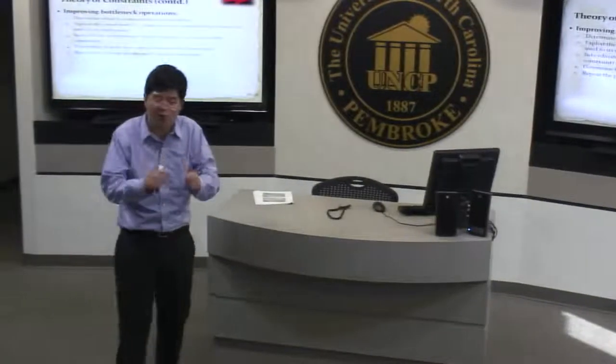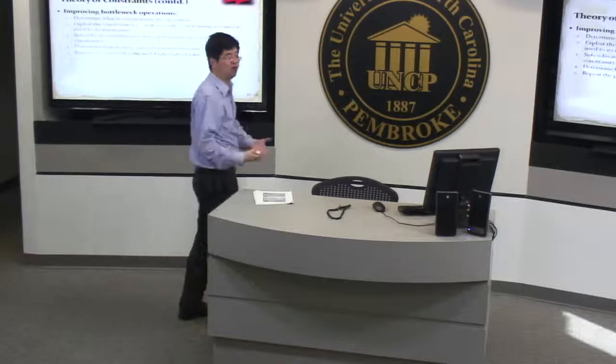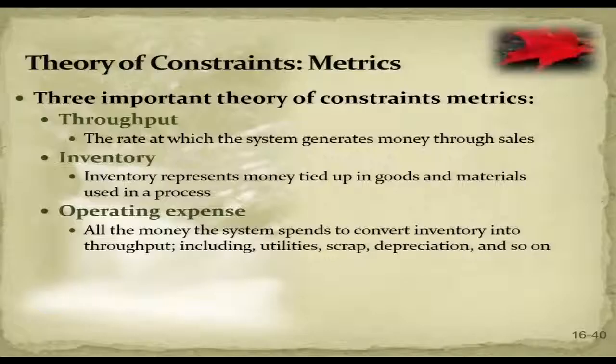Then everybody works 8 hours efficiently. Otherwise, an unbalanced situation will create problems. So that's the general idea for this theory. There are 3 important metrics for the constraints. So, throughput rate, which is the rate at which the system generates money through sales.